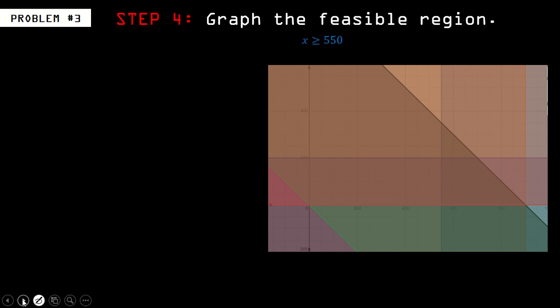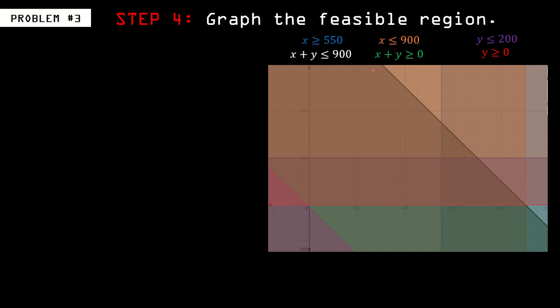We'll have this graph. Again, the blue part here is x is greater than or equal to 550, and then the orange part is x is less than or equal to 900. The violet part is y is less than or equal to 200, and the black part is x plus y is less than or equal to 900. The green part is x plus y is greater than or equal to 0, and the red part is y is greater than or equal to 0. So it overlaps, right?